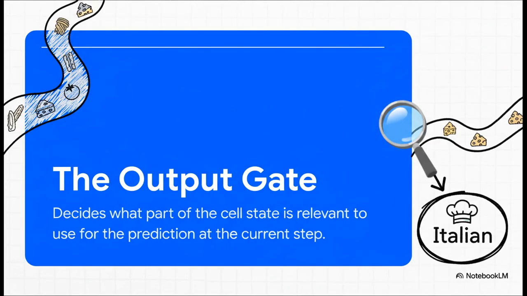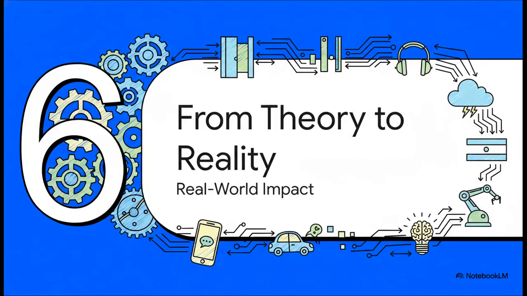And last but not least, we have the output gate. This one looks at everything on the memory belt and decides what specific piece of it is useful for the task at hand right now. So if it needs to predict a type of cuisine, it can look at its memory, see pasta and cheese sitting there on the belt, and the output gate will say, okay, let's use that information to make our prediction, Italian. So when you put them all together, these three gates create this incredibly sophisticated system for managing memory.